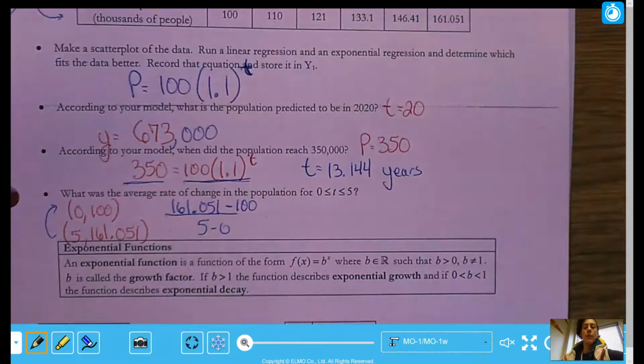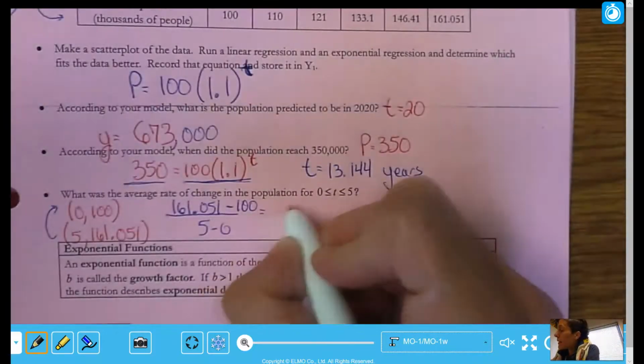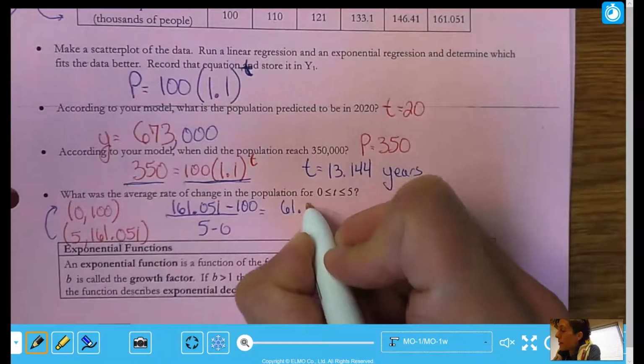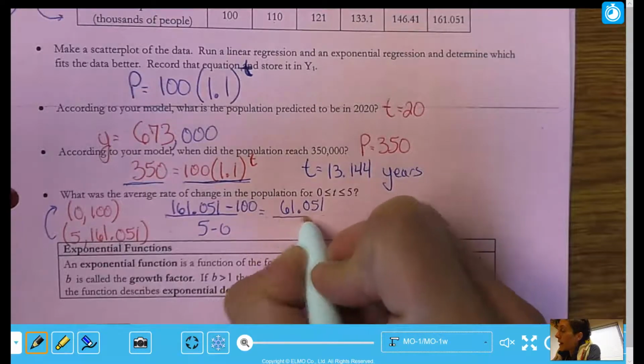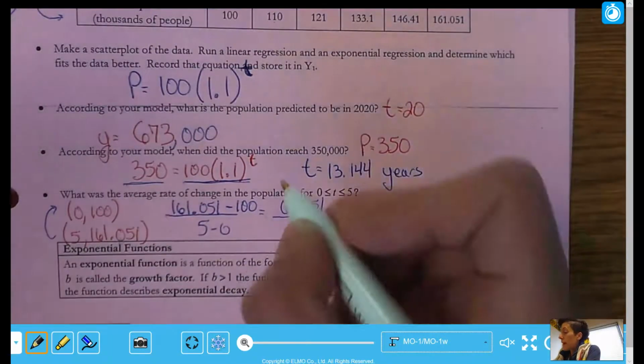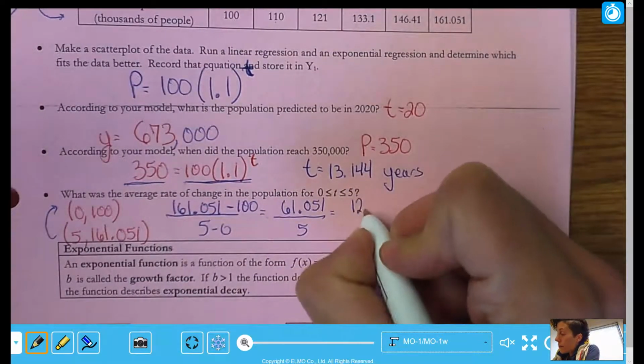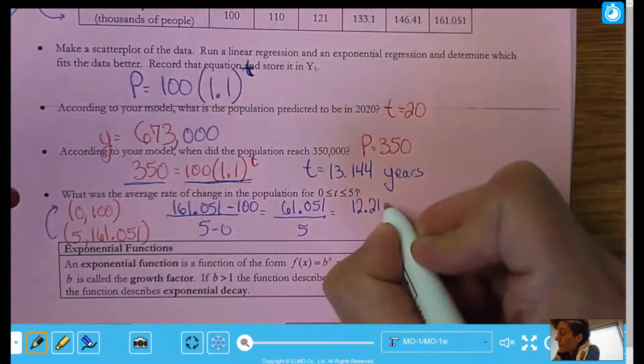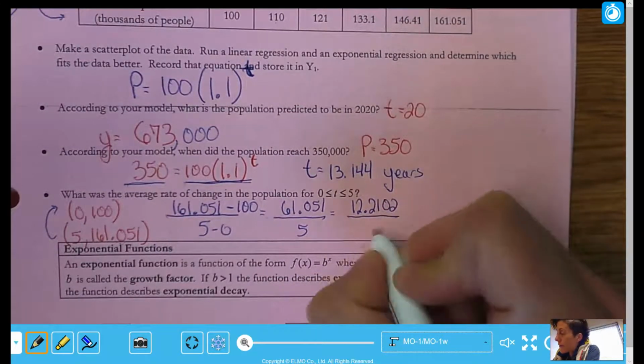And now I'm just using a regular calculator. But when I subtract these, I get the 61.051. In my denominator, I get 5. And I just want to divide those. So this I'm doing on the calculator. And when I'm done, I get 12.21. I'll write the whole thing down. It's not that long of a decimal.